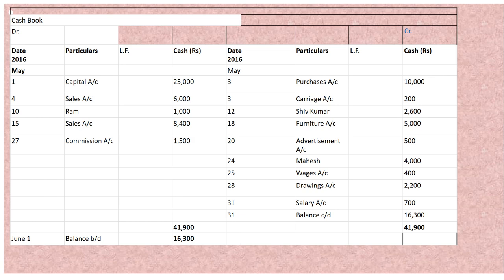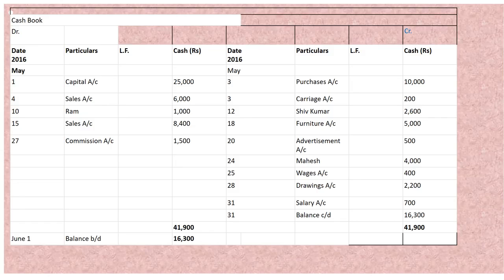On the same date, purchased goods from Mahesh on credit. So do we record credit transactions in the cash book? I have already told you 5 minutes back that we record cash transactions in the cash book. Do we record credit transactions also in the cash book? No, beta. So we will not record the entry of 20th May, that is purchase goods from Mahesh on credit, because we are preparing the cash book, and in the cash book we record cash transactions only.